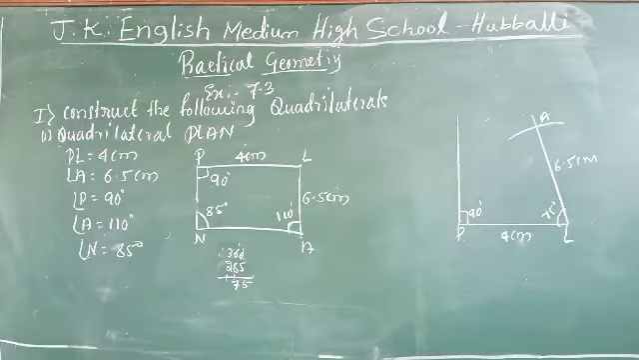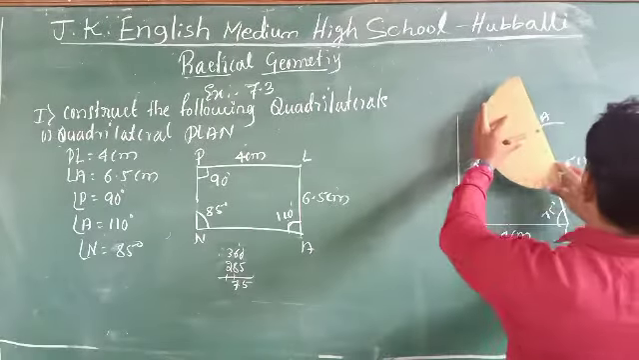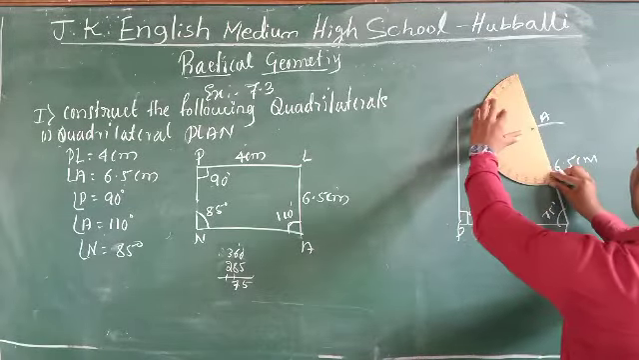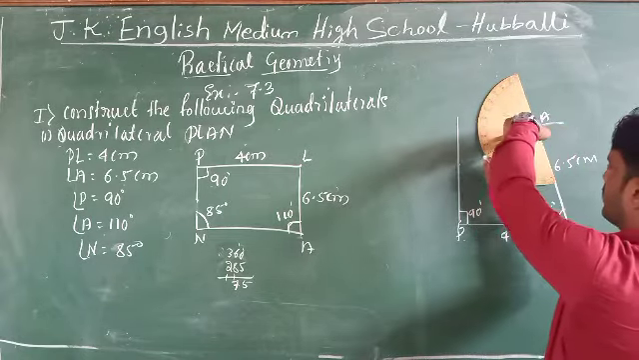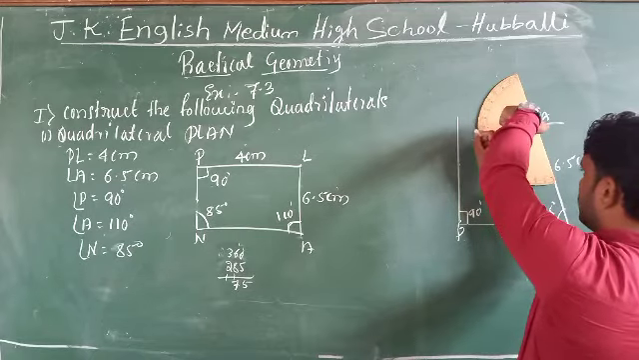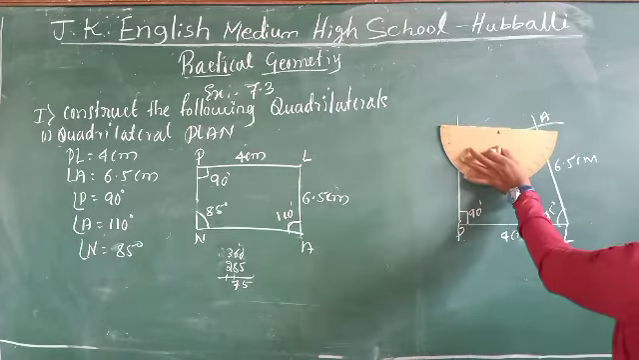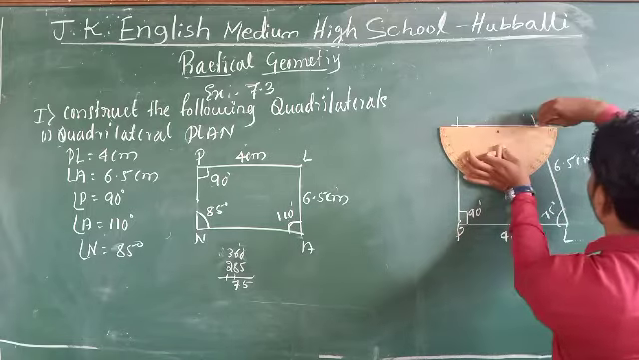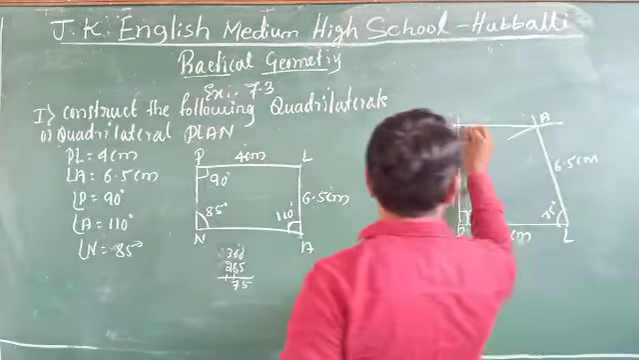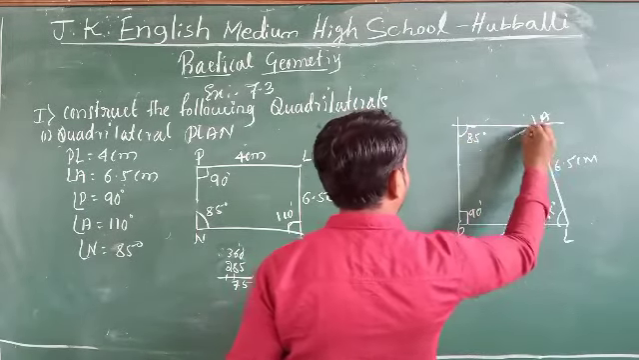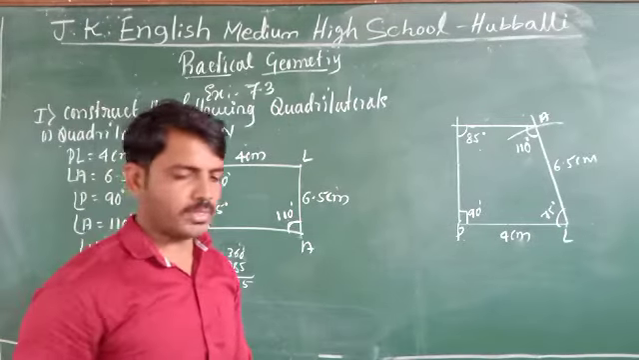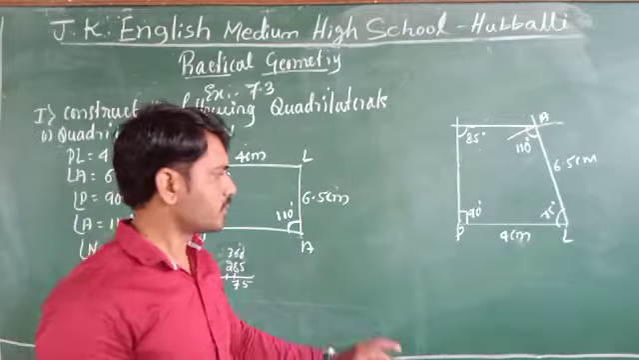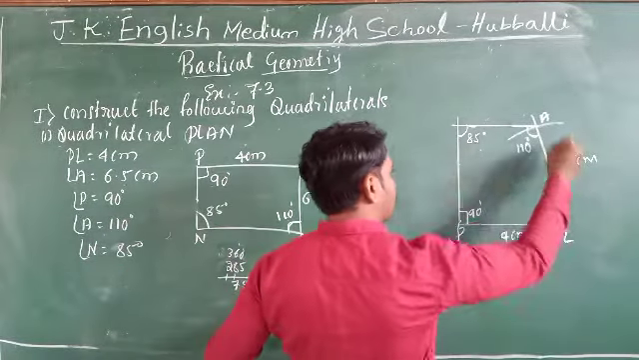And next, take a protractor. What is the angle? 110 degree. So keep it on here. 10, 20, 30, 40, 50, 60, 70, 80, 90, 100, and this is 110. Join this point. And it will become 85 degree, and this is 110 degree. If we add all these, we should get 360 degree. Clear, children? This is 4 centimeter, 6.5.